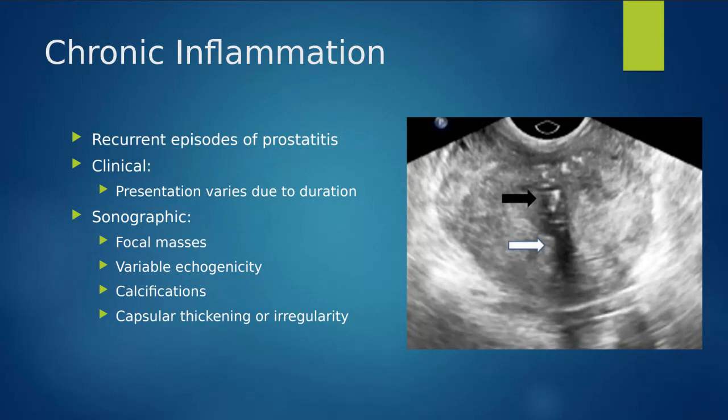On ultrasound, we could still see those focal hypoechoic masses. They're going to start to vary in echogenicity, again, depending on how long this has been going on. We should expect to see calcifications, and then we should see some thickening of the prostate surrounding capsule. So we're going to start to see some irregular walls and borders of that prostate as well.